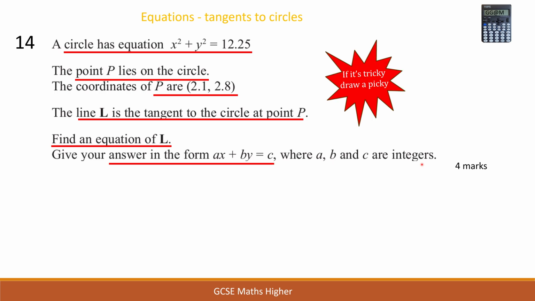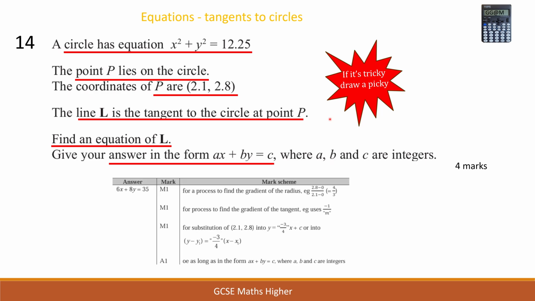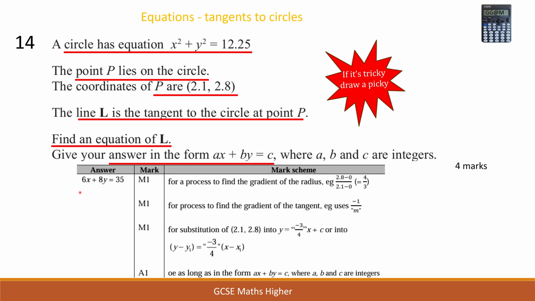Fantastic work. So again, if it is tricky, draw yourself a picky. So draw yourself the circle, work out where this point is, work out where the tangent is. So draw yourself a little diagram, again like in the previous question, to help see what's going on. The mark scheme shows the answer should be 6x plus 8y is equal to 35.